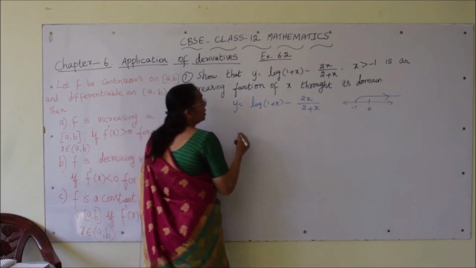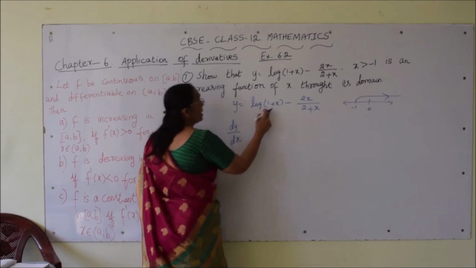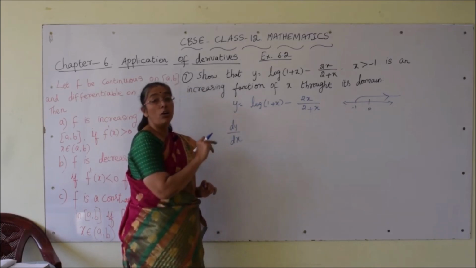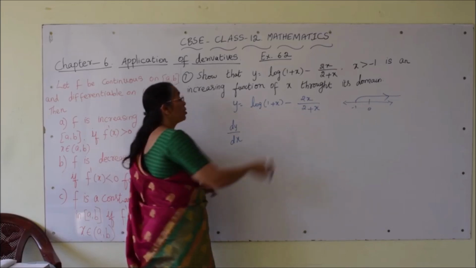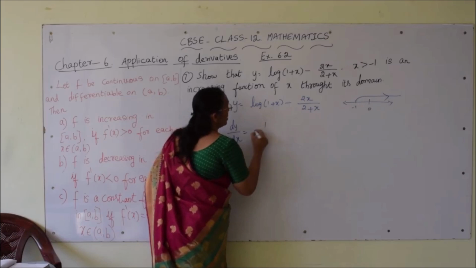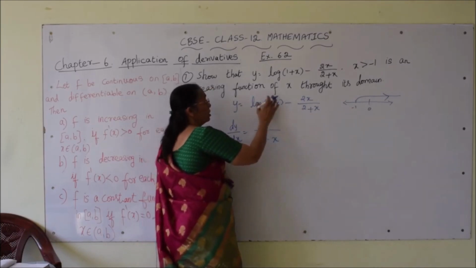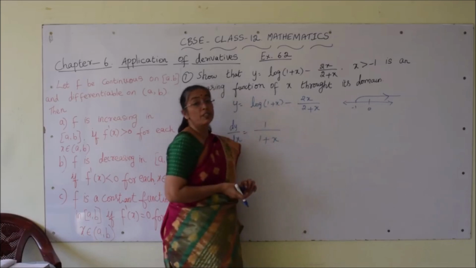Now, let us do the differentiation here. So we should prove that dy by dx of this given function is always greater than 0. It is always positive. Now, differentiation of log of 1 plus x is 1 divided by 1 plus x, and chain rule into differentiation of 1 plus x, which is 1.